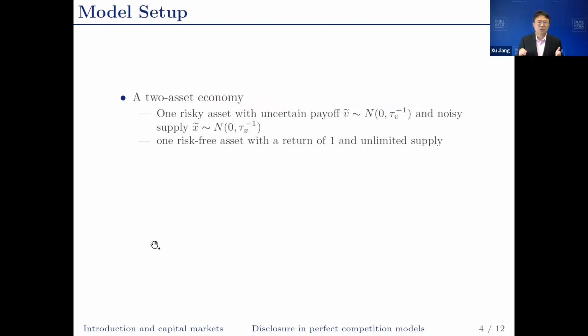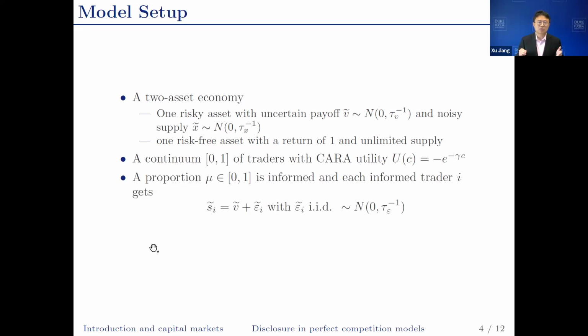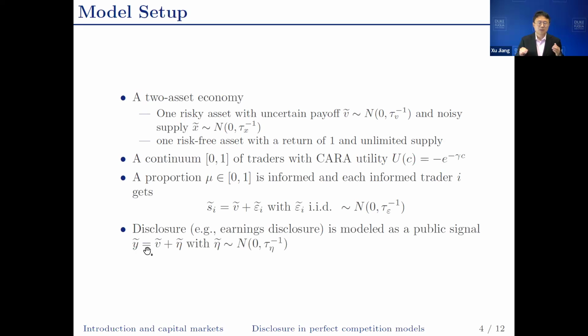There are 2 assets. There's one risky asset with uncertain payoff and noisy supply. And there's a risk-free asset. The risk-free return is normalized to 1. There's a continuum of traders with CARA utility, and a proportion is privately informed. Each of them observes a private signal that is informative about V.